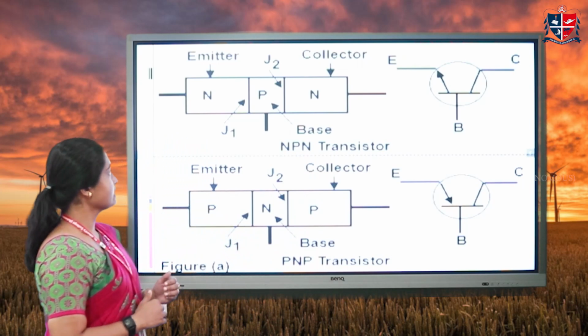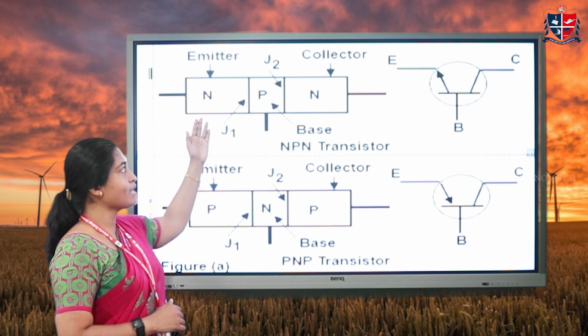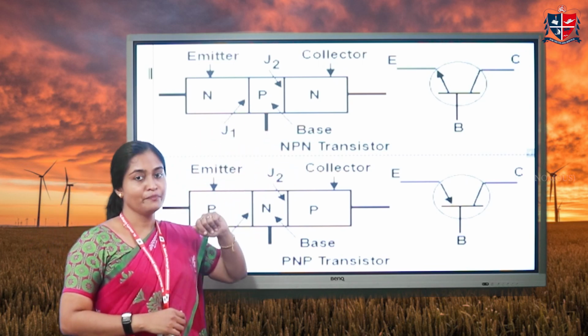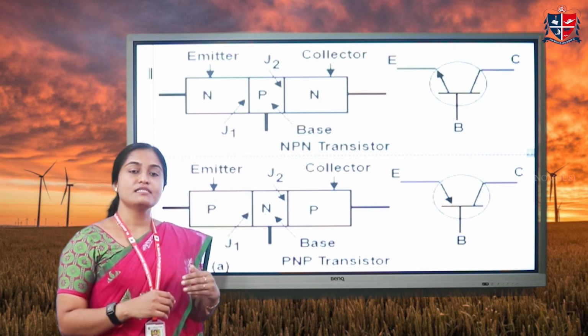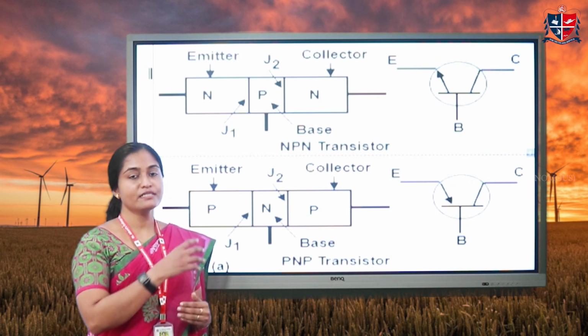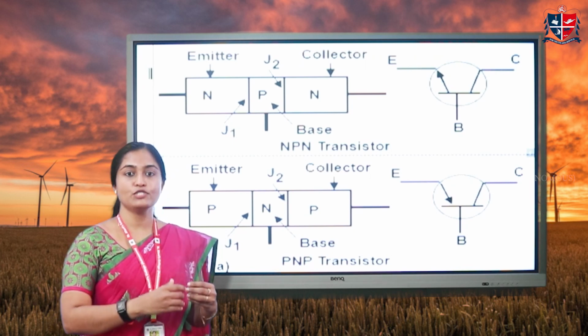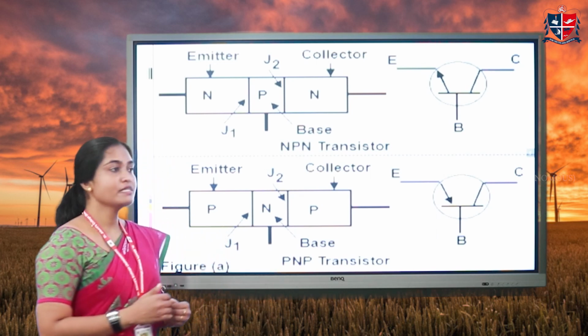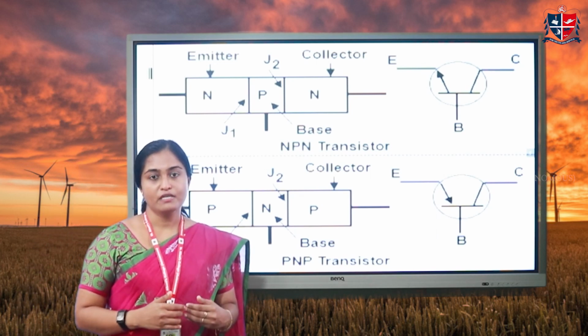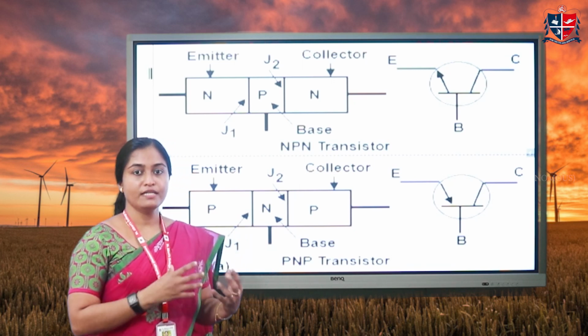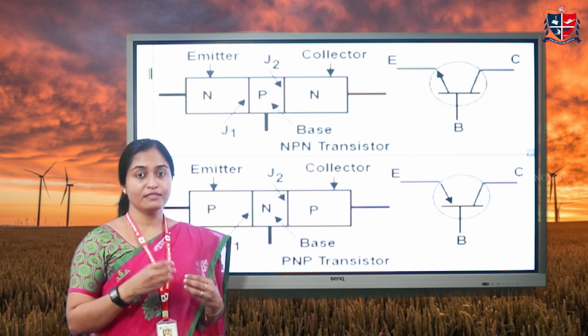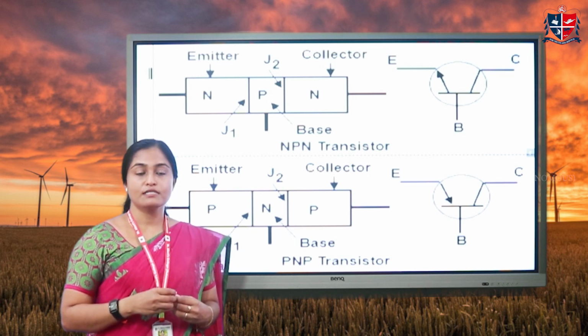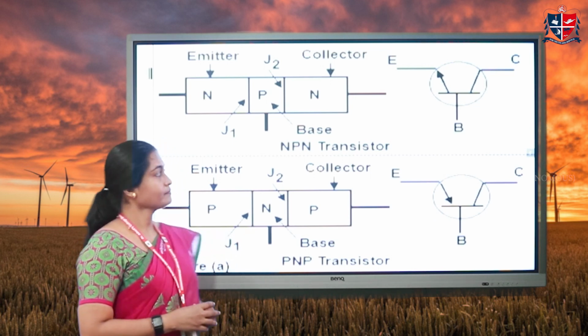In the block diagram, you can see the three regions: emitter, base, and collector. The emitter side is heavily doped, and the thickness of the emitter region is in between that of the collector and base. The collector region is moderately doped, which is a region of very large thickness, and the base is very thin, and the base is very lightly doped.